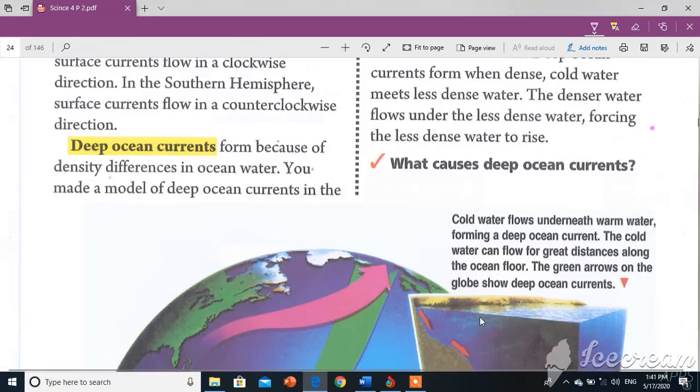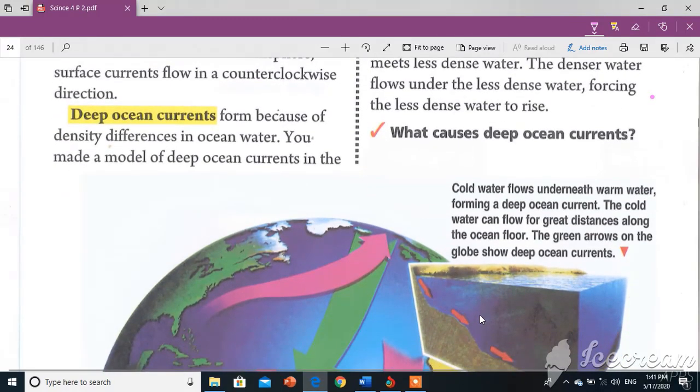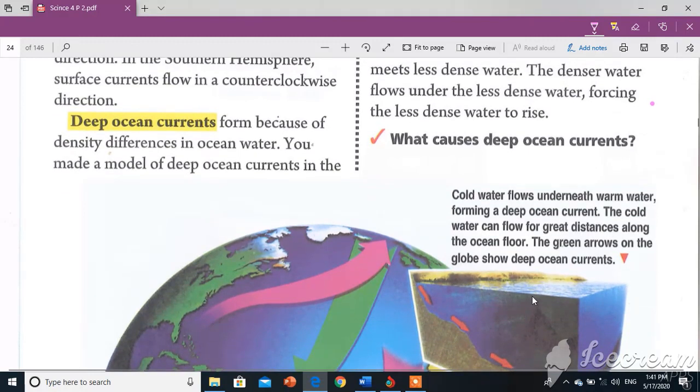Okay, this is the ocean. When cold water meets less dense water, it means hot water. Look, the denser water flows down, under the less dense water, forcing the less dense water to rise.